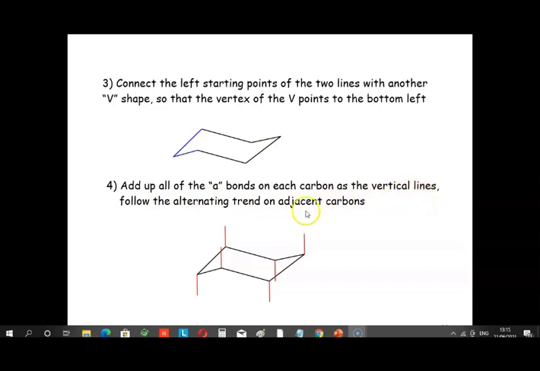Now we have to add all the axial bonds on each of the carbons as vertical lines. Axial bonds are shown with vertical lines. Here we can see alternating vertical lines: here an upward pointing vertical line, here a downward pointing vertical line. A similar situation is repeated at all the 6 carbon atoms.